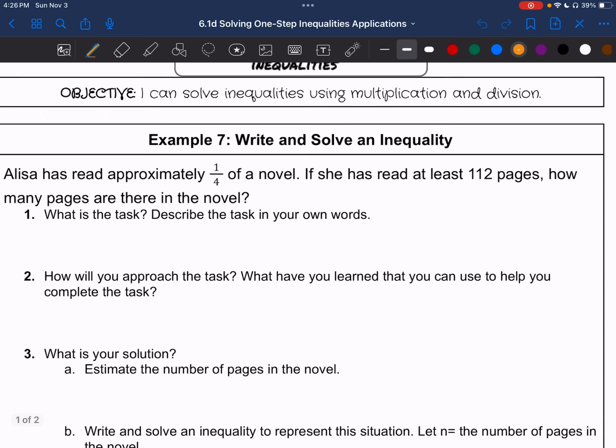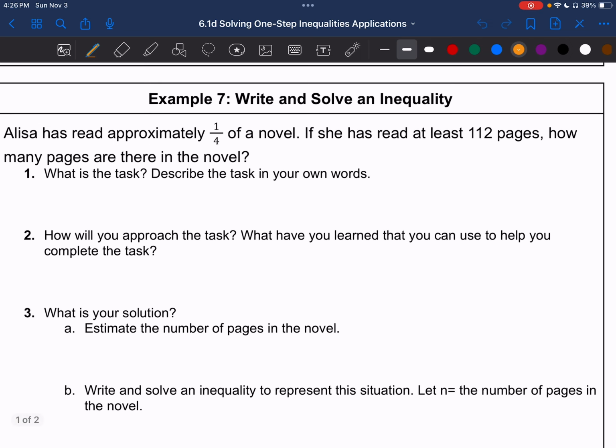Example 7 is all about writing and solving inequalities, and it's more of a thought process exercise of how we are going about solving these problems and what our logical reasoning path is. So we have: Alyssa has read approximately 1/4 of a novel. If she has read at least 112 pages, how many pages are there in the novel?